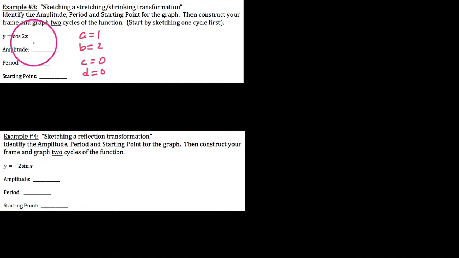With respect to amplitude, we have the absolute value of 1, which is 1. And then the period length, we have 2 pi over b, which in this case is 2 pi over 2, which means our period length is only going to be pi.